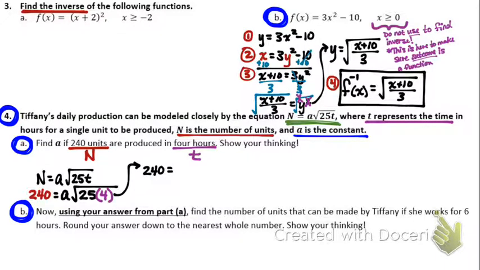240 is equal to, what can I do? Yeah, I can multiply the 25 and the 4. What is 25 times 4? 100. So underneath the square root, I have a 100. Anybody know what the square root of 100 is? 10. So I have 240 equals A, and then this.